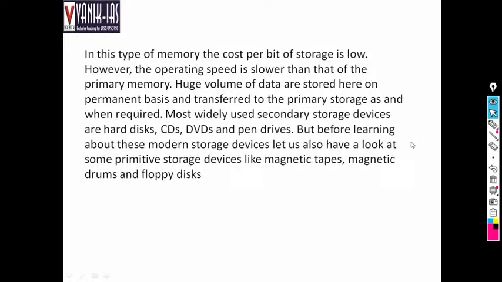In this type of memory, the cost per bit of storage is low. However, the operating speed is slower than that of primary memory. Huge volumes of data are stored on a permanent basis and transferred to primary storage when required. Widely used secondary memories are hard disks, CDs, DVDs and pen drives. But before learning about modern storage devices, let's look at some primitive storage devices like magnetic tapes, floppy disks and magnetic drums. These are the earlier storage devices.